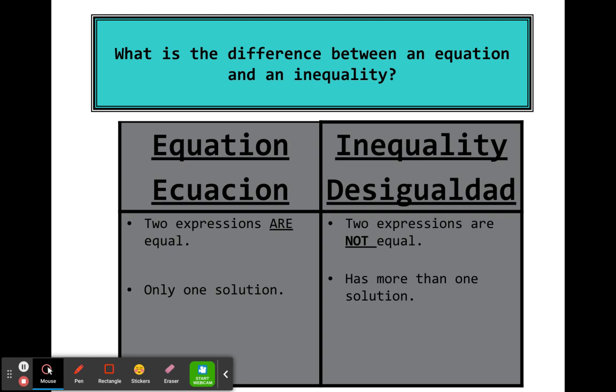So what is the difference between an equation and an inequality? Equations are two expressions that are equal, and there is only one solution. In an inequality, there are two expressions that are not equal. Usually they have more than one solution.